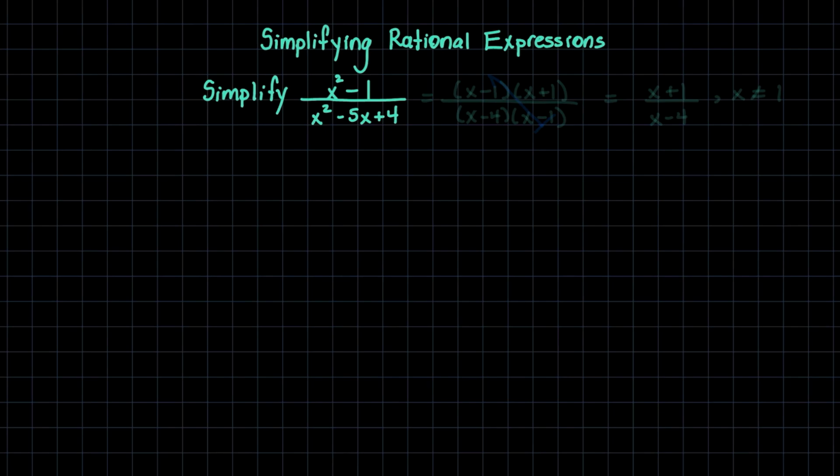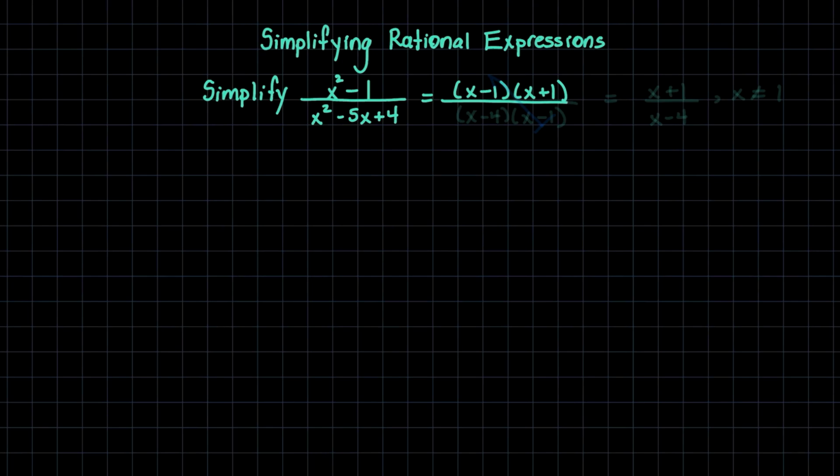Okay, let's simplify x squared minus 1 over x squared minus 5x plus 4. Notice everything right now is a term. I don't have any factors. Now we're going to factor both the numerator and the denominator. The numerator is a difference of 2 squares. It factors to x minus 1, x plus 1.